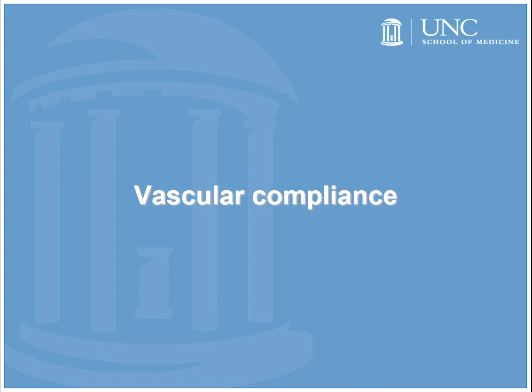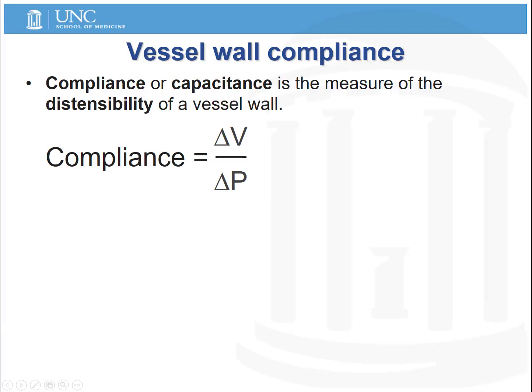Another important factor that influences hemodynamic function is vascular compliance. So the compliance, or capacitance, is really the measure of distensibility of a vessel wall. So it's a measure of the pressure-volume relationship in the vessel wall. Compliance is related to that distensibility, or the ability to expand, and it can be calculated by this equation where compliance is equal to the change in volume divided by the change in pressure.